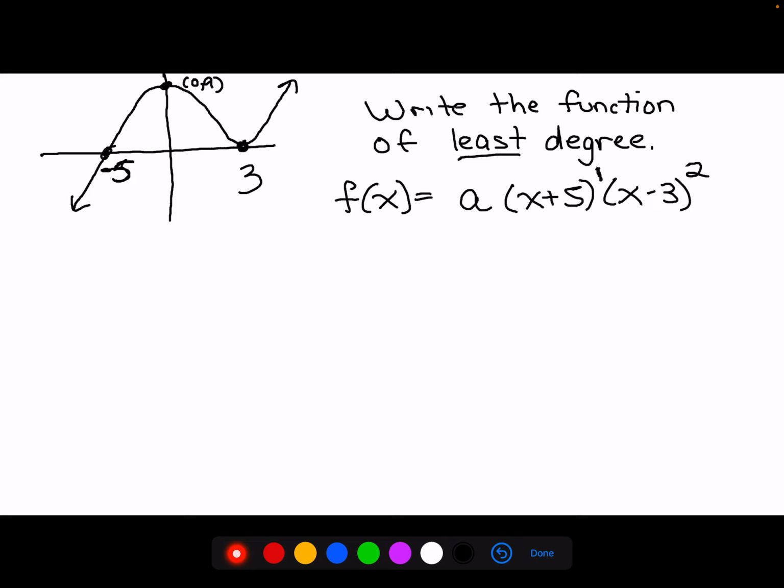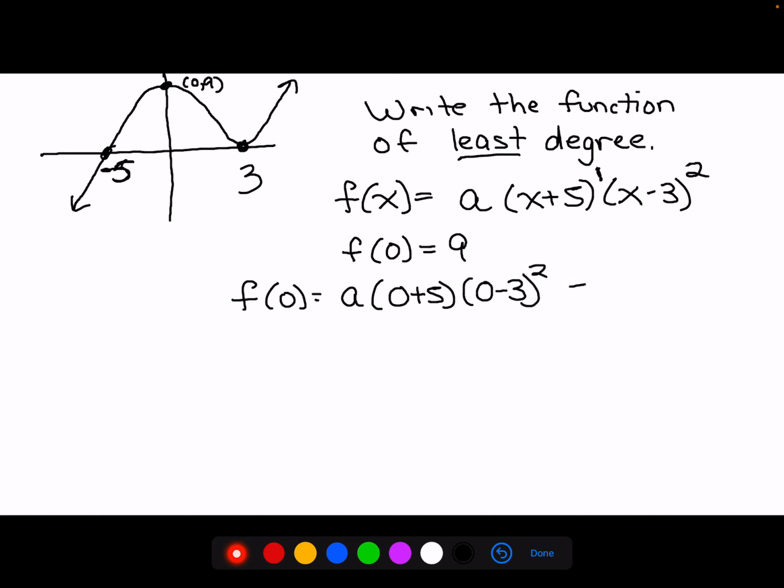Now we don't know A, but since we know the y-intercept, we know that f at 0 equals 9, we can plug that in and solve for A. So we can do f at 0. We've got A times 0 plus 5 times 0 minus 3 squared, and that has to equal 9. So A times 5 times 9 equals 9, because 0 plus 5 is 5, and then -3 squared would be 9. So 45A equals 9, which means A equals 1/5, because 9/45.